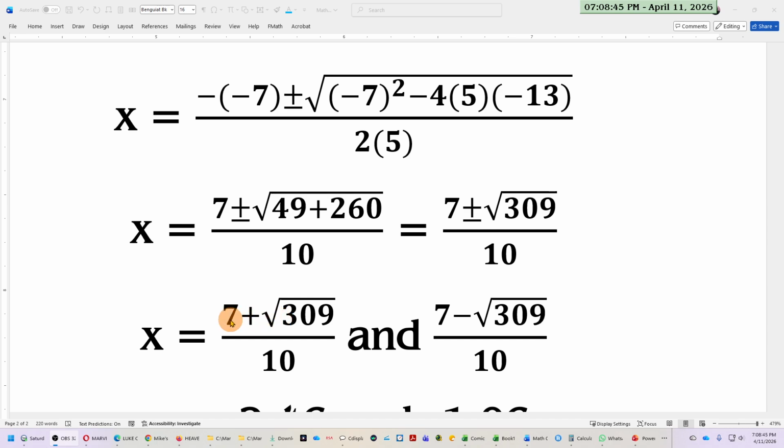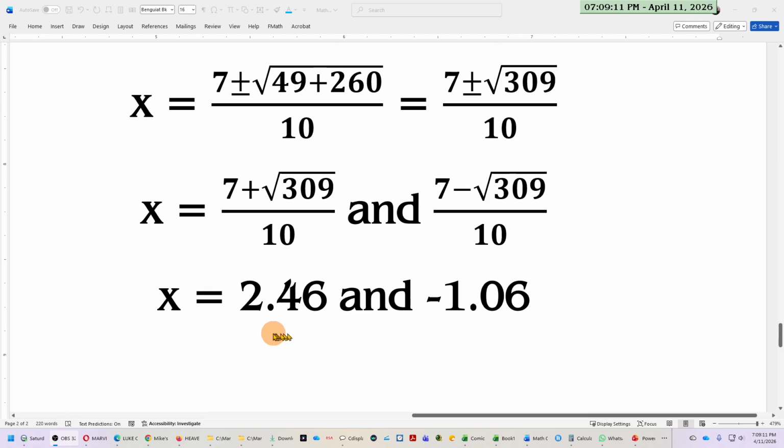Just remember, work out the numerator first and then divide by 10. If you put the division after this, only this last portion will be divided by 10. Be very careful. So work out the numerator, write it down, then divide it by 10, and you'll have your answer.